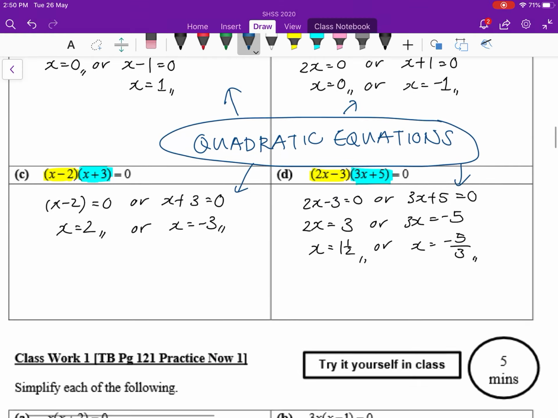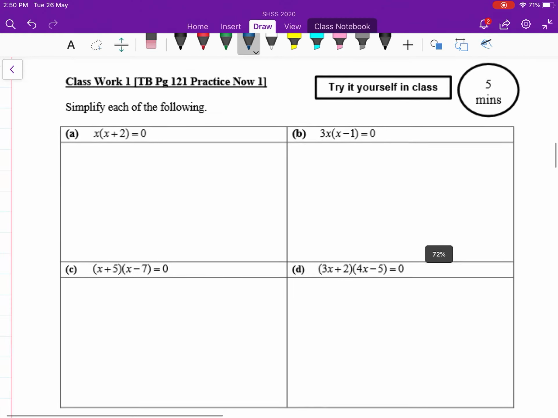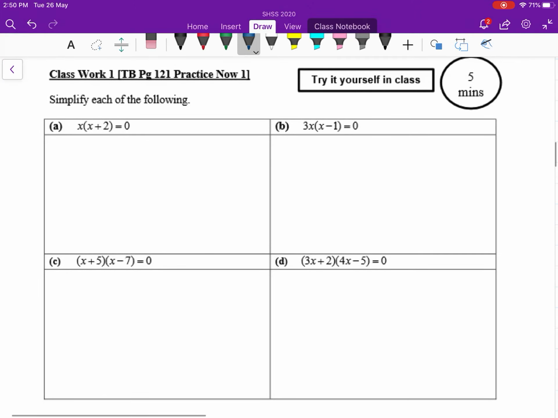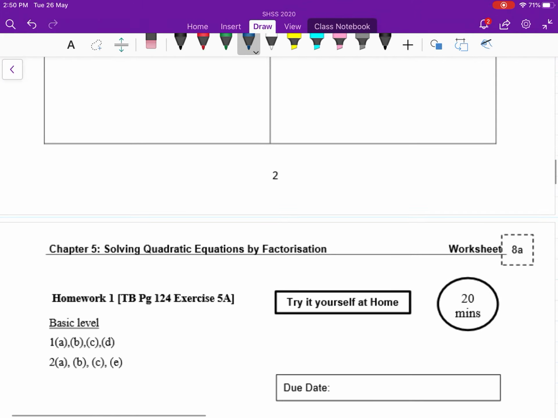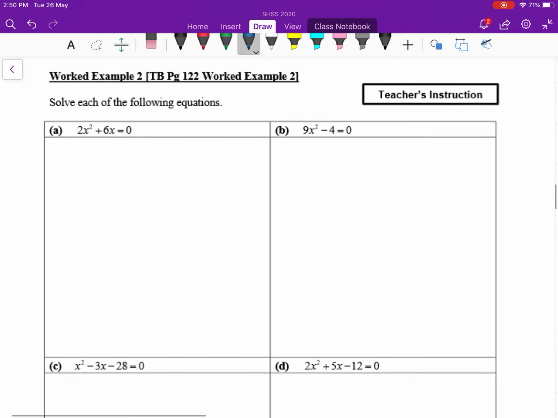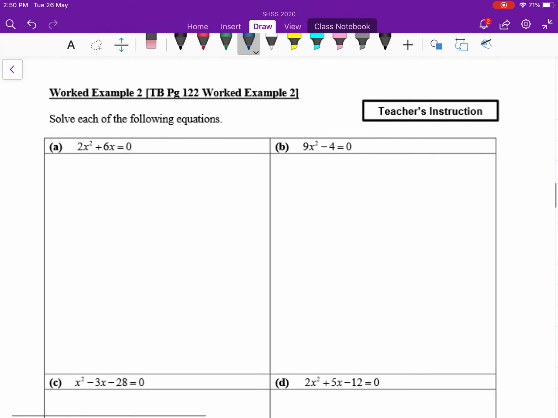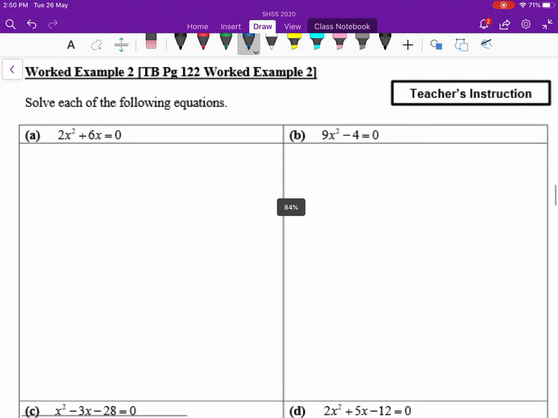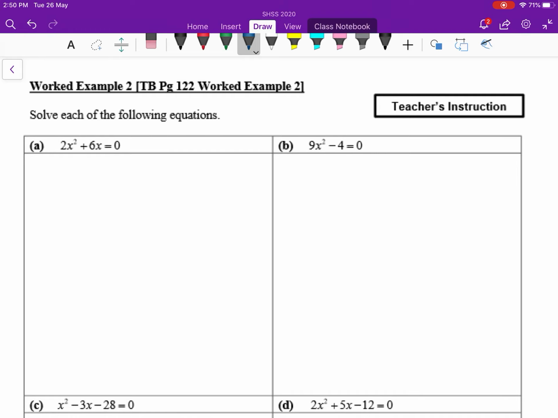Now, I need you to do classwork number 1. You don't have to do the homework. Once you have done classwork number 1, then I will go through work example number 2. You can continue playing the video for work example number 2.